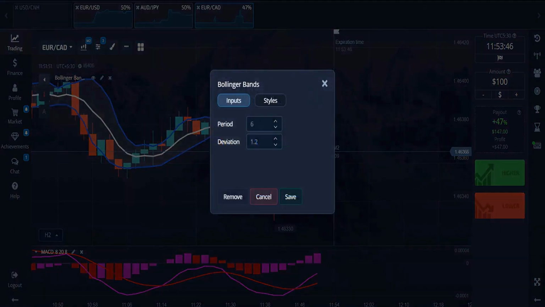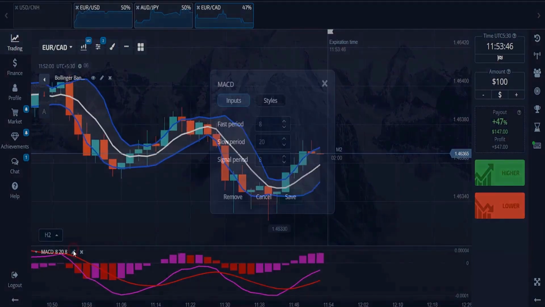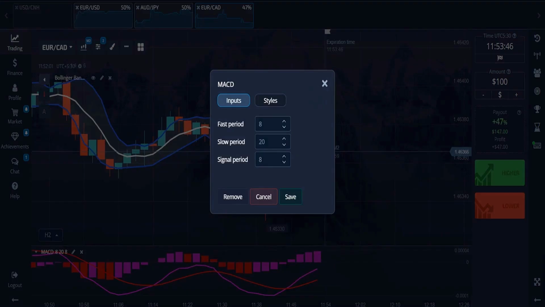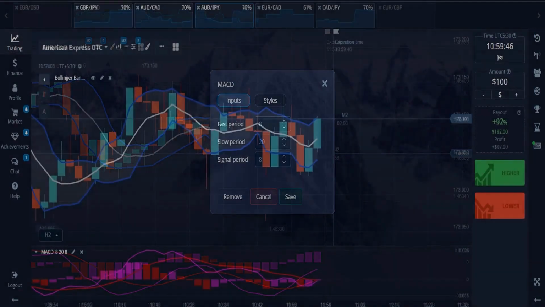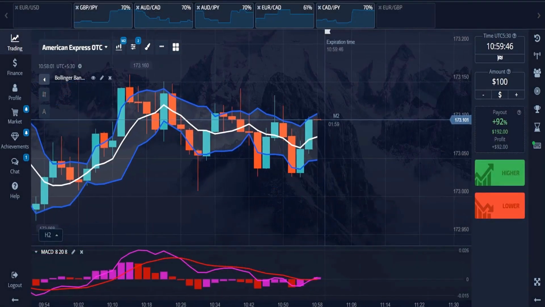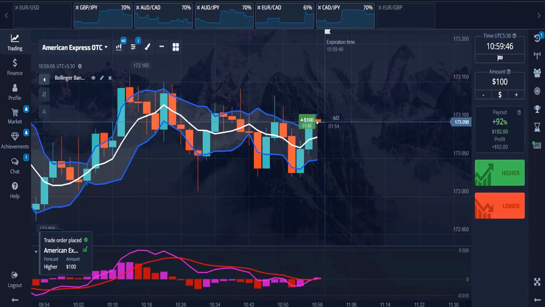The Bollinger Bands are set with a period of 6 and a deviation of 1.2 to capture short-term price movements accurately. The MACD indicator is configured with a fast period of 8, a slow period of 20, and a signal period of 8 to clearly identify momentum shifts. The candle time frame for this strategy is fixed at 2 minutes, and the expiry time is also set to 2 minutes for every trade. This strategy can be applied in both the real market and the OTC market.